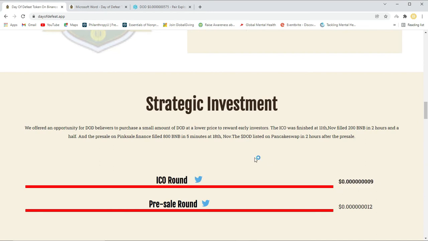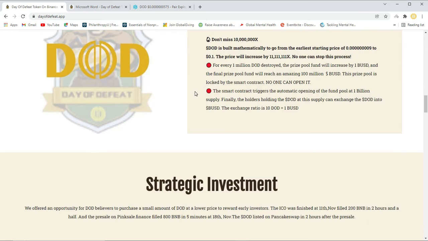What is our final price? The final price refers to when the project finally comes to an end, when you can convert your DOD into BUSD at the conversion ratio of 1 DOD being equal to 0.1 BUSD, which is this one here. So let's do the math.